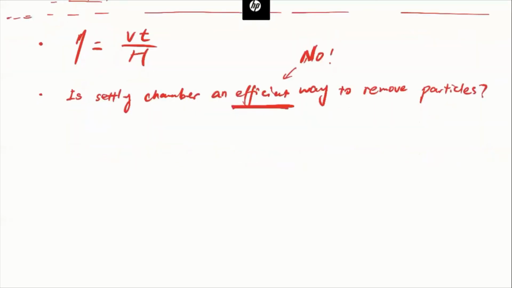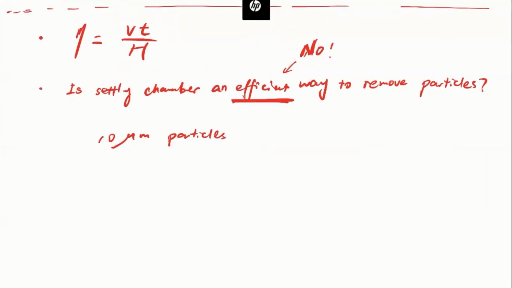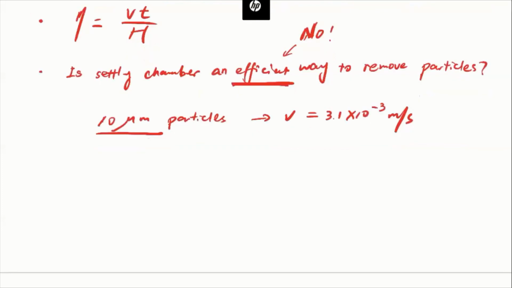So a simple example is, let's consider 10 micrometer particles. We always talk about PM10 or PM 2.5. Let's talk about the larger particles. For PM10 particles, we can calculate the settling velocity is around 3.1 multiplied by 10 to the negative 3 meter per second. In order to let these particles settle down 1 meter, we can calculate the time, which is 1 divided by V, right? And that turns out to be around 300 seconds. Okay, that's around 5 minutes.